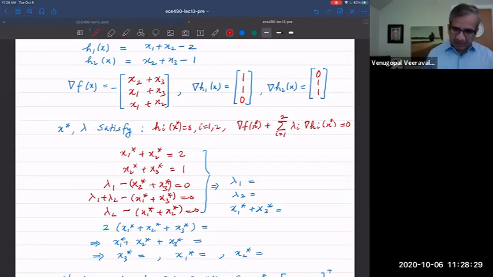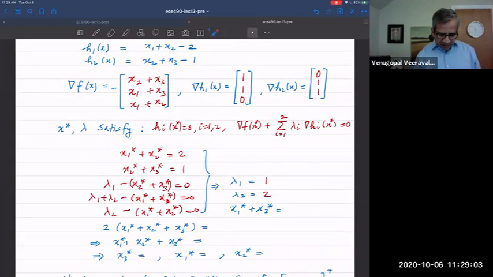And you can immediately solve some of this stuff because you see that x2 star plus x3 star is 1. So this will give me that lambda 1 is equal to 1. And then lambda 2, similarly, lambda 2 is equal to x1 star plus x2 star, which is equal to 2. Okay, and then this middle equation says that x1 star plus x3 star is lambda 1 plus lambda 2, which I've just computed. So this is equal to 3.